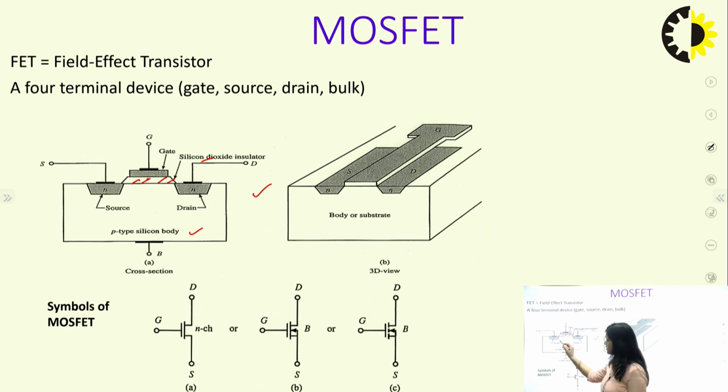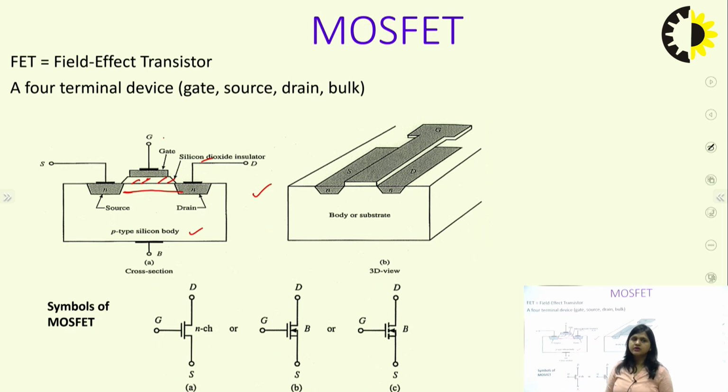When we are talking about the enhancement type of MOSFET, there is no channel between the N regions, the source and the drain. But when we talk about the depletion type of MOSFET, the structure of the device is like this. There is a channel which is already fabricated at the time of manufacturing. But for the enhancement type of MOSFET, we need to apply some voltage at the gate terminal by which we can create a channel.